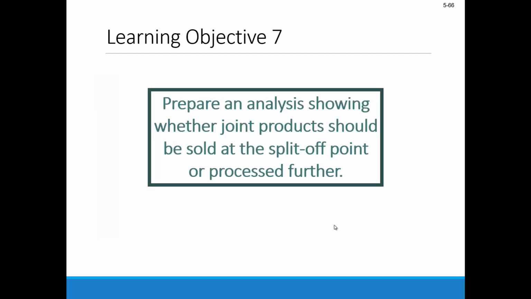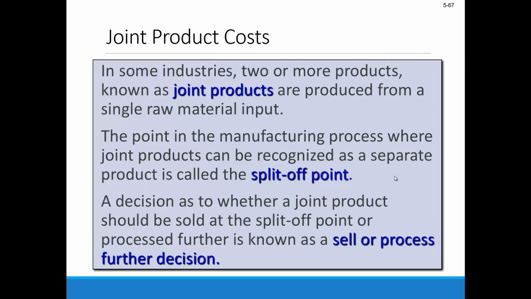LO7 was our final decision context, so that's preparing an analysis showing whether joint products should be sold at the split-off point or processed further. So in some industries, a bunch of different products, known as joint products, come from a single raw material input. And the point in the process where these joint products can be sort of disentangled or recognized as separate products, we refer to as the split-off point. Sometimes we have an opportunity to sell things at a split-off point or do some kind of further processing to transform those things into different products. And we refer to a decision in and around that context as just a sell or process further decision.